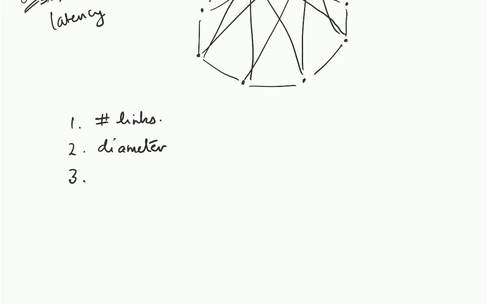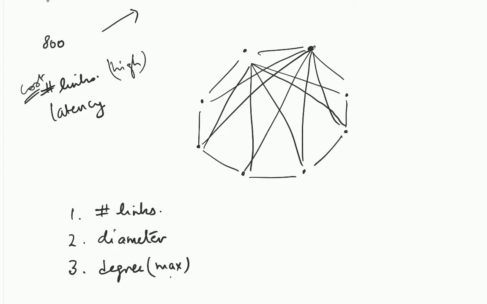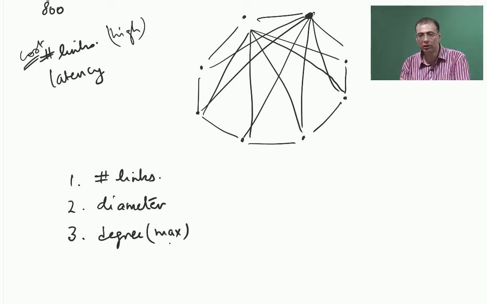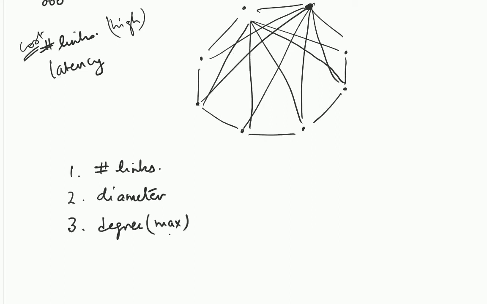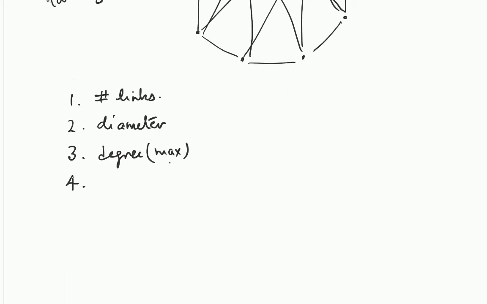A third metric we are going to be interested in is the maximum degree. This is important. Just imagine you are setting up a node which has 800 incoming links. How are you going to build such a node? Every node has 800 incoming links. These are challenging things. It's okay as long as you're dealing with tens of nodes, but we are talking about going to the order of 100,000 nodes in supercomputers. So you cannot build such networks. And the fourth metric we are going to be interested in is something called bisection width.